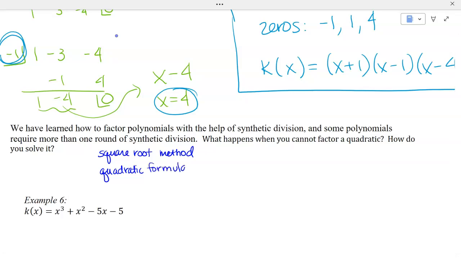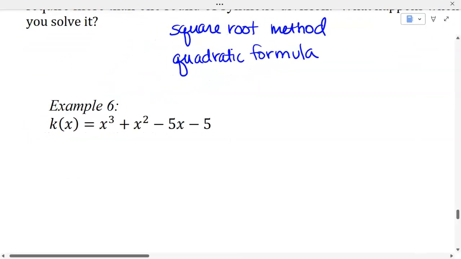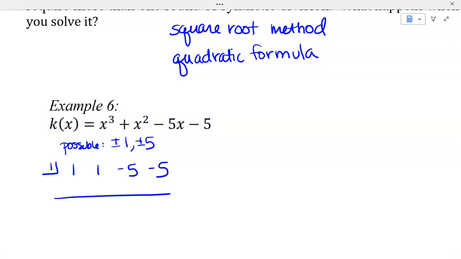So we're going to go through some examples here where you may need to use one or both of those, depending on the situation. So here, if we're taking a look at this example, we notice that because our coefficient's 1, we're just dividing by plus or minus 1. So our possible zeros are plus or minus 1 and plus or minus 5. So I want to go through and try some synthetic division. We aren't missing any terms, so we don't have to use any placeholders.